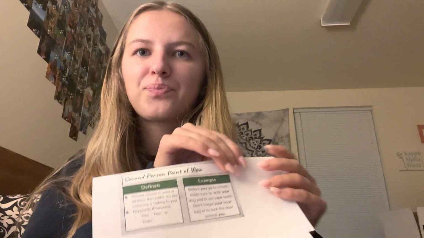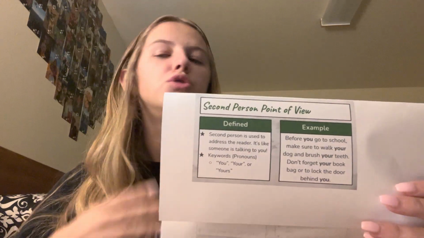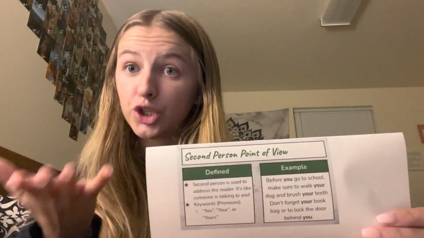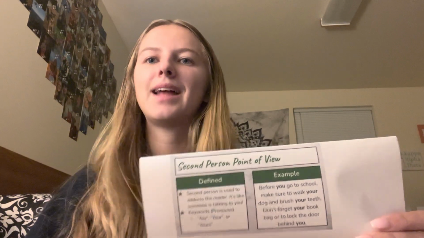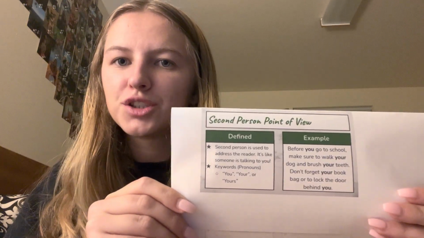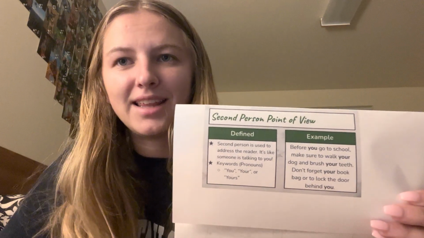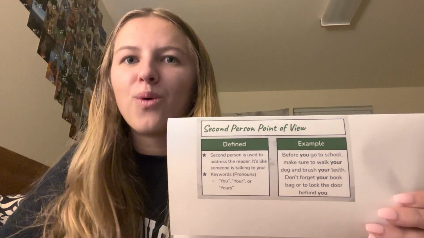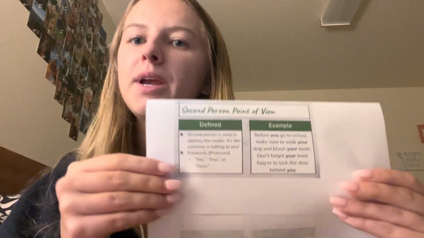As you can see, the bolded with the I, the my's. Okay, so the second type is second person. Okay, so this means that a second person is used to address the reader. So it's like someone is talking to you. Okay, so they use keywords like you, your, yours, anything like that. So let's look at our example. Before you go to school, make sure to walk your dog and brush your teeth. Don't forget your book bag or to lock the door behind you. So we can see the narrator is really talking to the reader because they use you and your a lot.